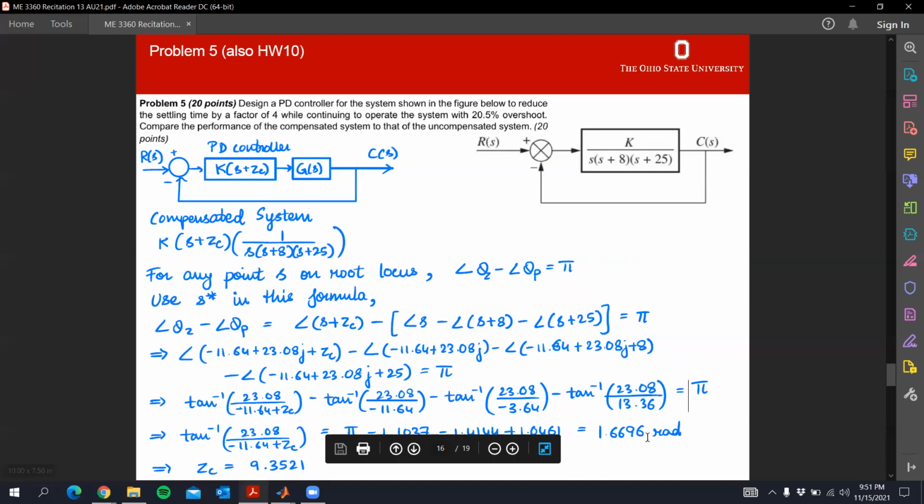And once we take the tan of this angle over here and do a little bit of algebra, we will finally see that we get our 0 to be at 9.3521.